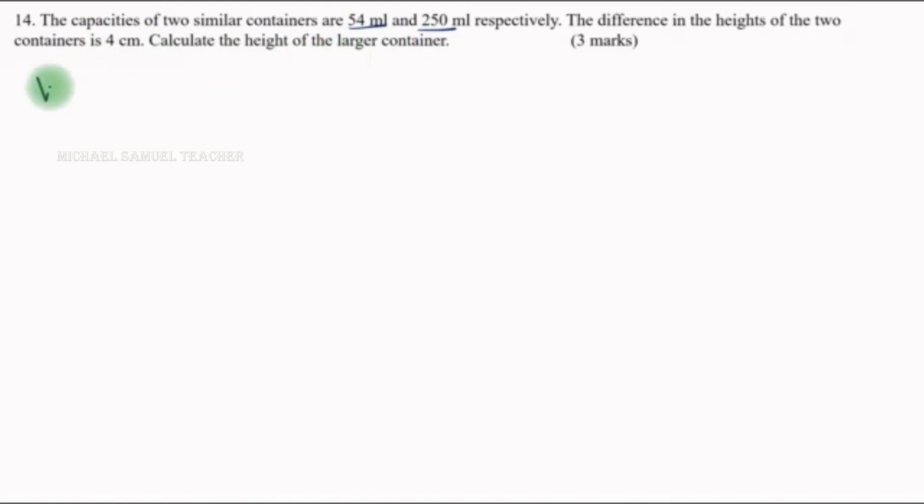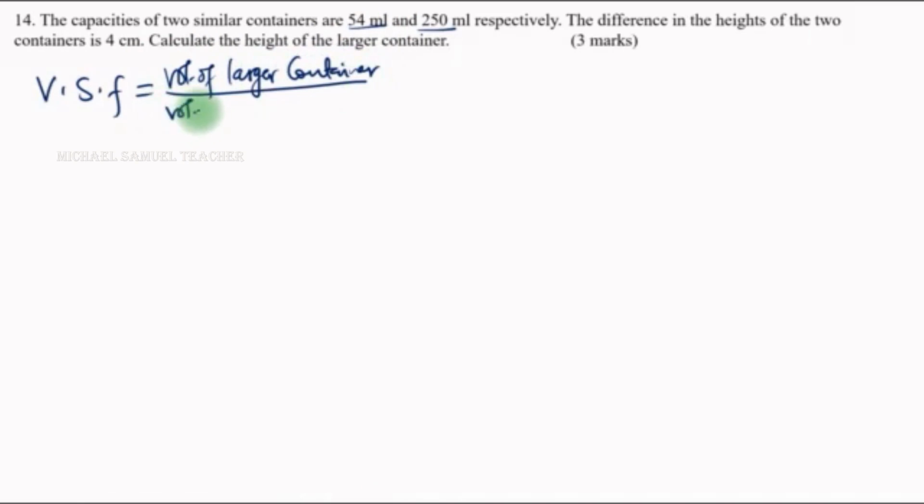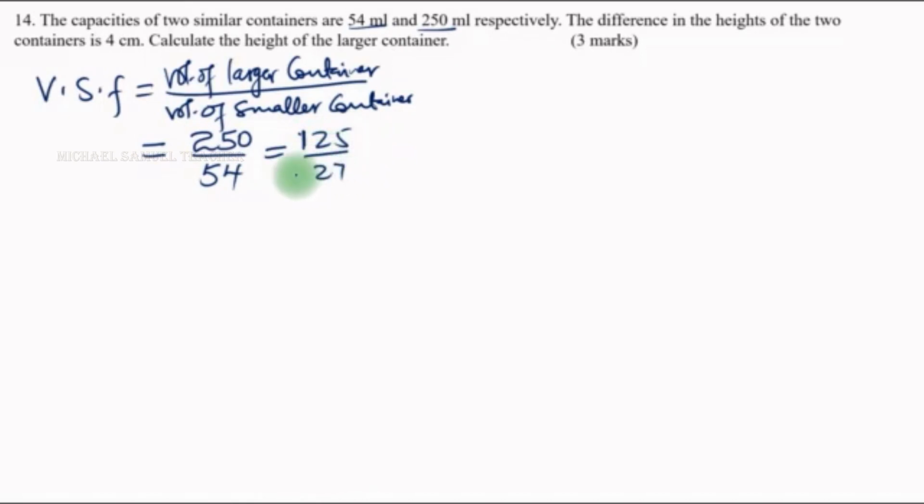So in this situation, we can get the volume scale factor, and the volume scale factor shall take the volume of the larger container, we divide by the volume of the smaller container. The volume of the larger container is 250 ml divided by the volume of the smaller container, which is 54. This is the same as dividing by 2. We get 125 over 27.